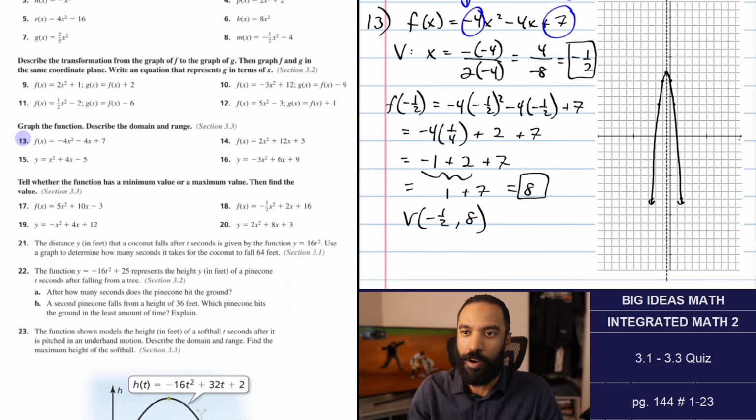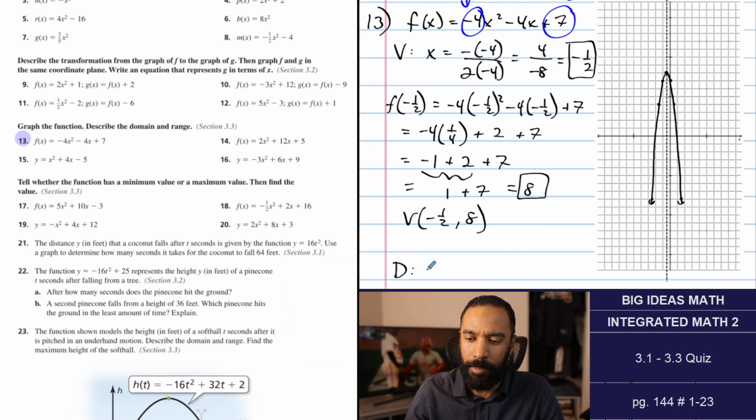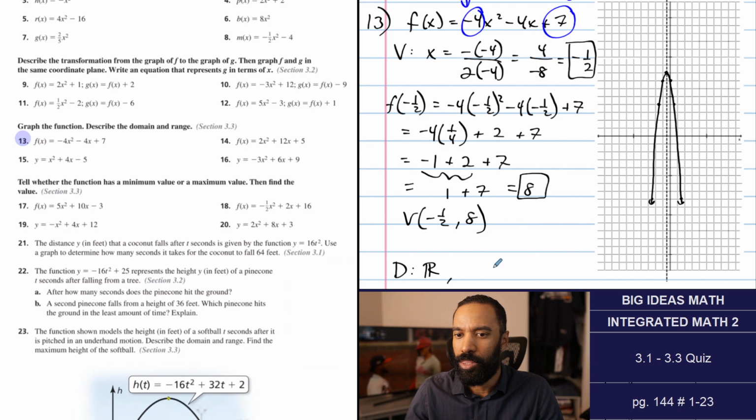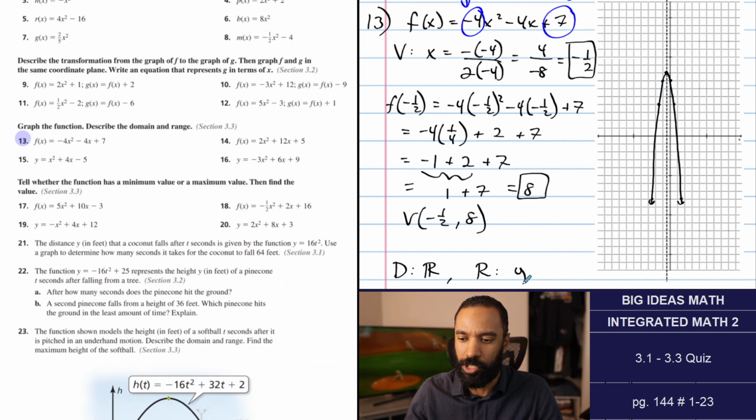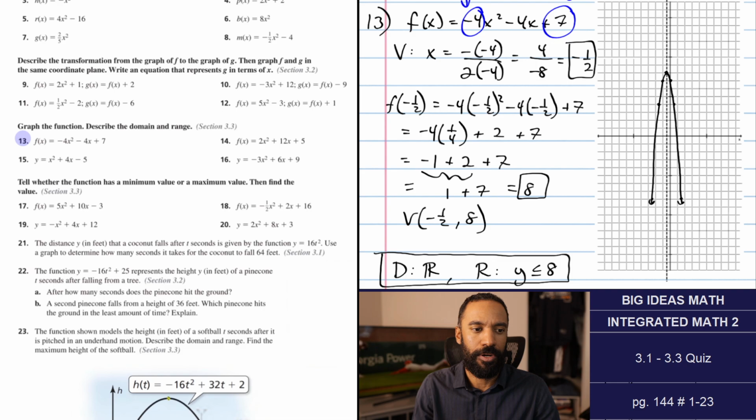Okay. As far as domain and range goes, these domains should be all real numbers until we hit maybe word problems. But we're going to have an all real number domain. The range is going to be based on this being a maximum at 8. This is going to be y is less than or equal to 8. There's your domain. There's your range. There is your number 13.